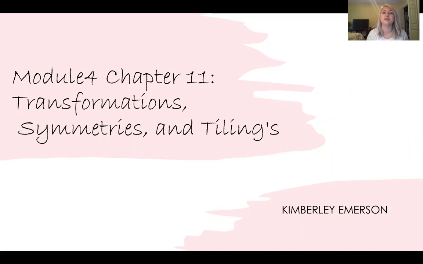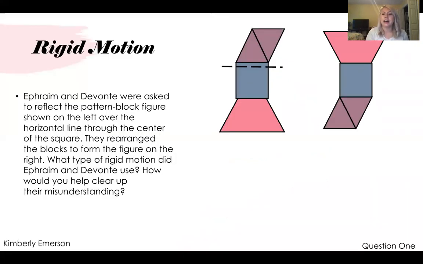Today we're going to go over Module 4, Chapter 11, and we're going to talk about transformation, symmetries, and tilings. All right, so the first question we had was about rigid motion.